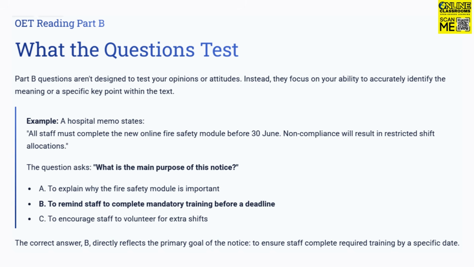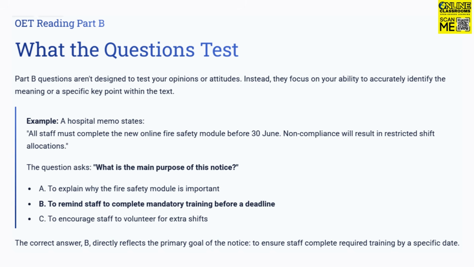2. What the questions test. Part B isn't about opinions or attitudes. It's about identifying the most accurate meaning or understanding a key point. For example, a hospital memo might say, all staff must complete the new online fire safety module before the 30th of June. Non-compliance will result in restricted shift allocations. The question might ask, what is the main purpose of this notice?